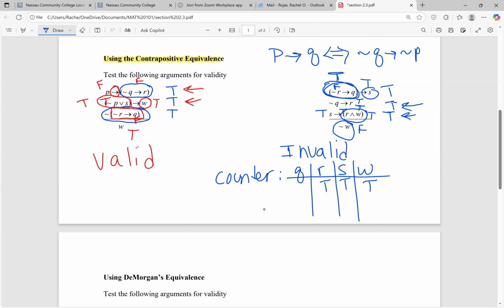It doesn't really matter, it's not going to change anything. If Q was false, we'd have false implies false, which is still true. And if Q was true, false implies true is still true. The same thing goes for the left-hand side: if the right-hand side is true, it doesn't matter what the left-hand side is, the conditional is going to be true. So Q could either be true or false. Q is either true and the rest of the values are true, or Q could be false while R, S, and W are still true. Those would be our two counterexamples.